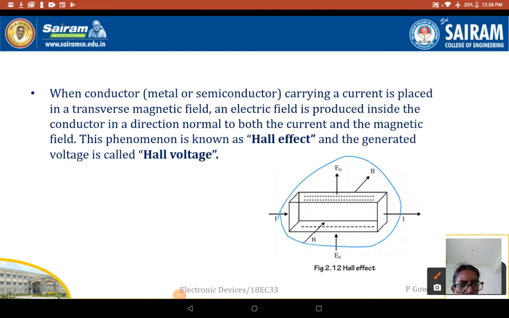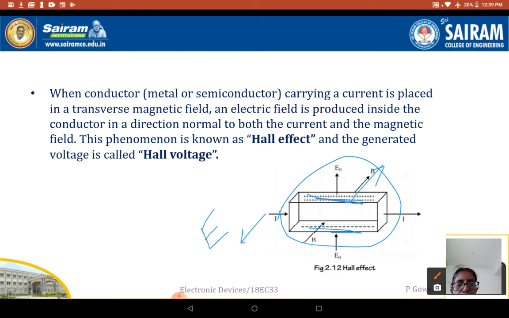If it is placed in a magnetic field, so the magnetic field is given in this direction, and now an electric field is produced. The electric field produced is in a direction normal to both the current and the magnetic field. This current is due to my applied voltage, that is, due to the applied electric field E, and you have a magnetic field.